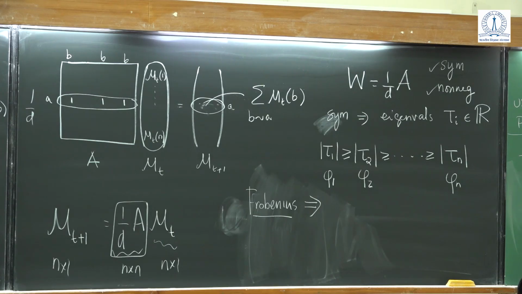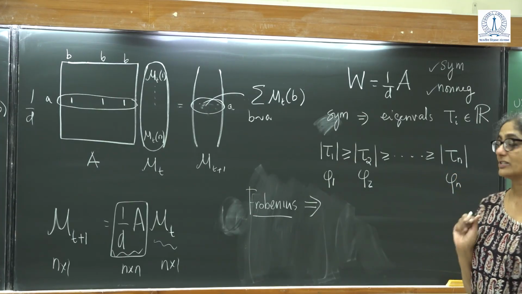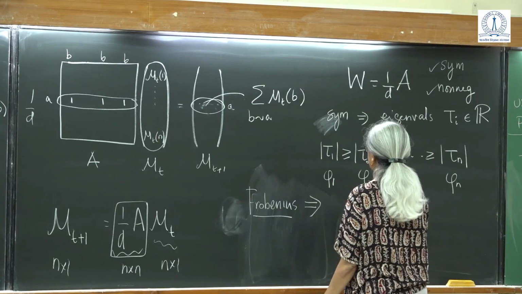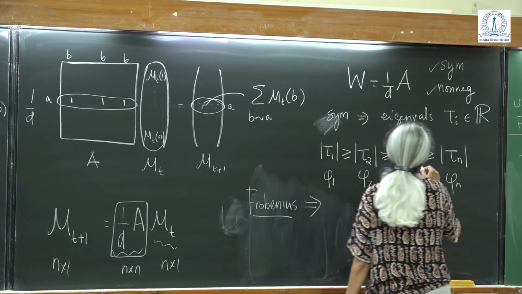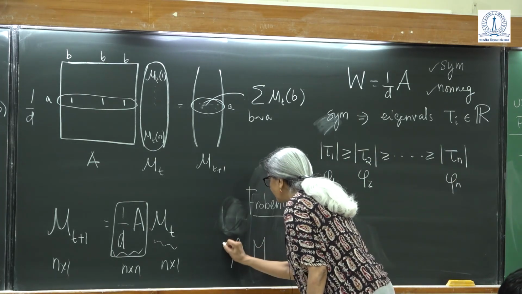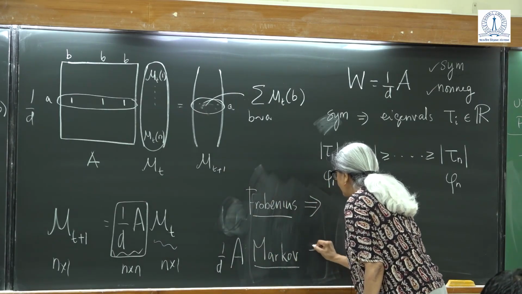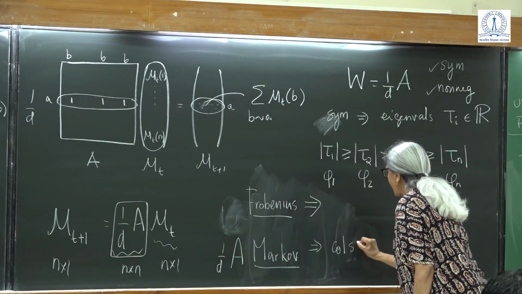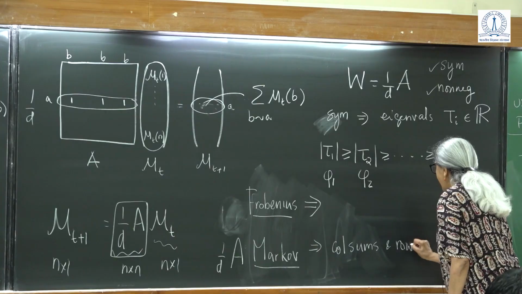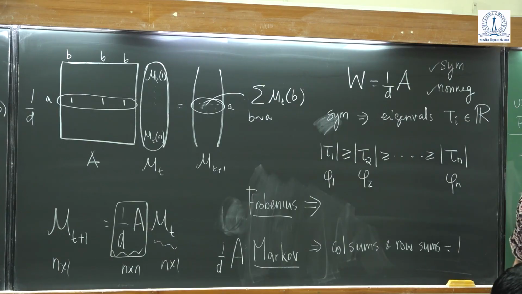But this matrix has yet another property. Do you see it? If I do 1 over dA, the row sum is 1, and the column sum? Also 1, okay? So that's an extra property. So Frobenius implies some stuff, but this matrix is what's called Markov. So A is a Markov, or 1 over dA is a Markov matrix, which implies that the column sums and row sums are what? 1. Yeah, they're both 1, right?